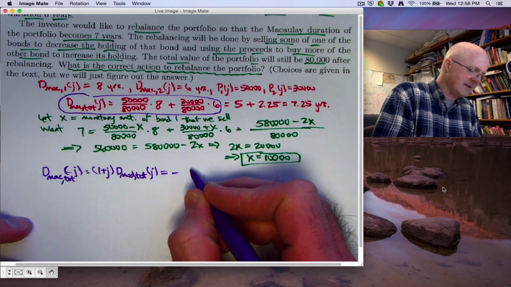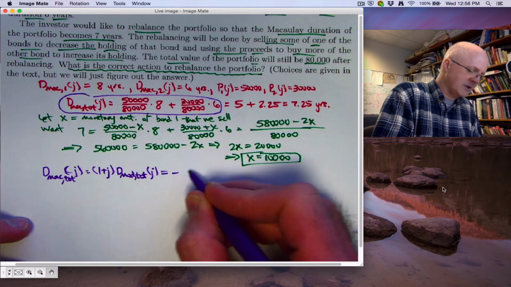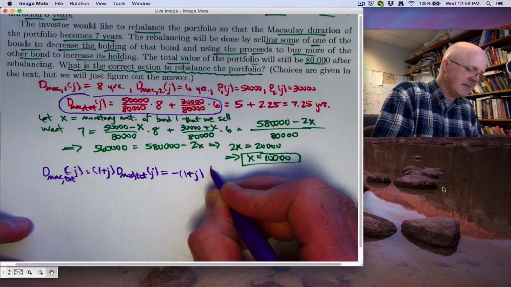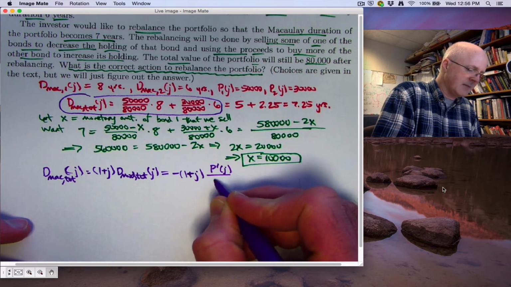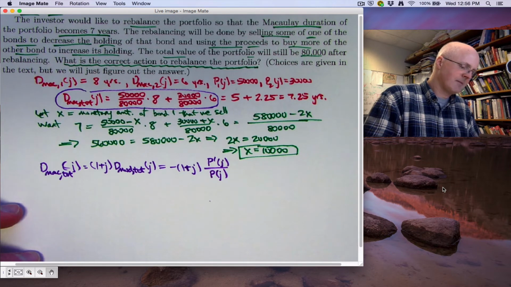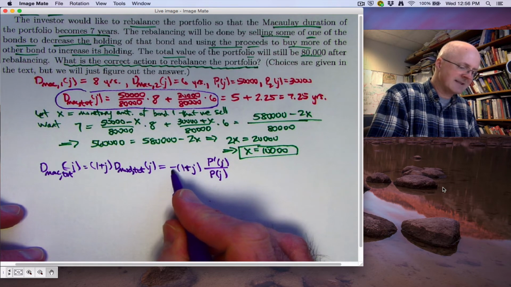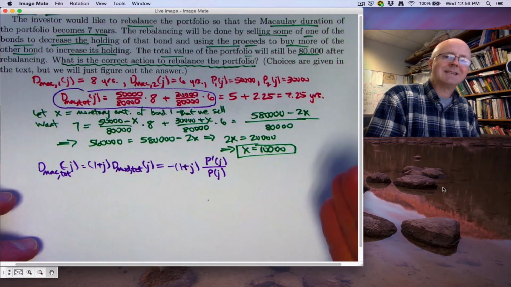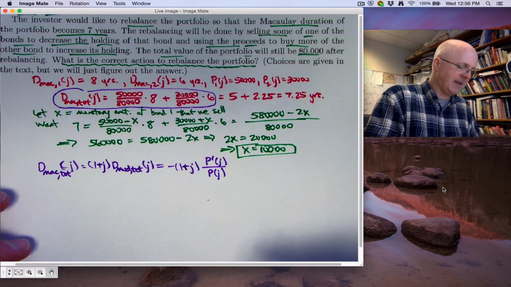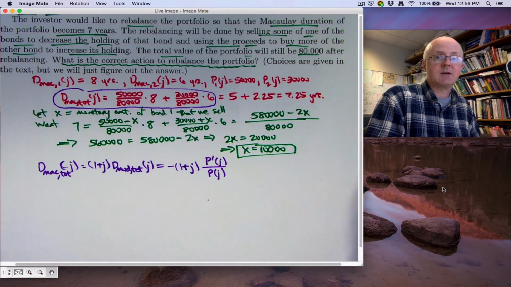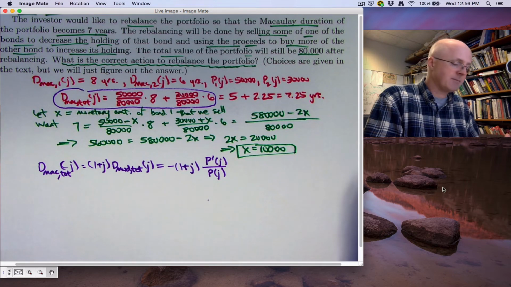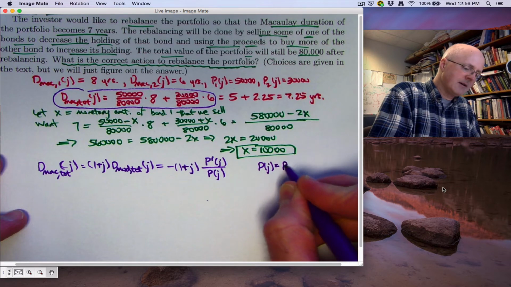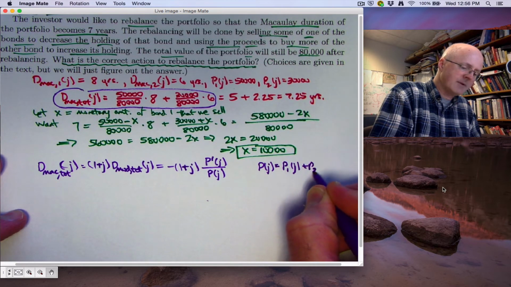I could write it as negative, well, the 1 plus j needs to stay there. 1 plus j, then the modified duration would be negative p prime of j divided by p of j. So the 1 plus j stayed there. You could call that the relative rate of decay of p of j. It's actually a positive quantity because p of j goes down, right? As j, the yield rate, goes up, the price will go down. P of j here really represents the sum P1 of j plus P2 of j, because it's a portfolio.